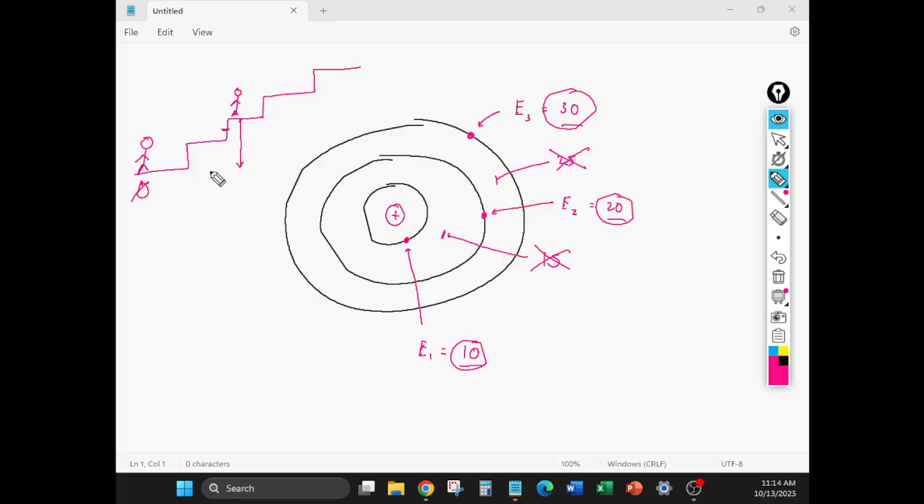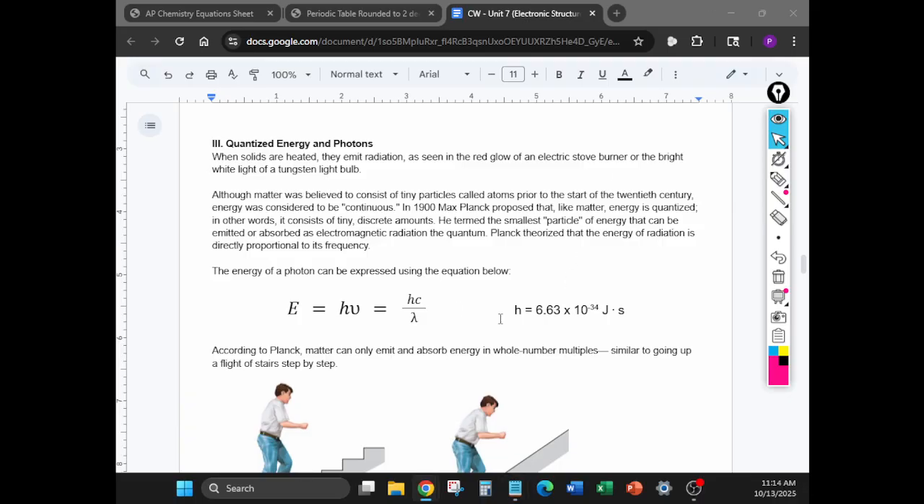So again, you're locked in to these energy levels, and that's what quantized energy is. These electrons also have quantized energy. You can't exist in between these shells. That's what quantized energy means. Now, how does this equation come into play?